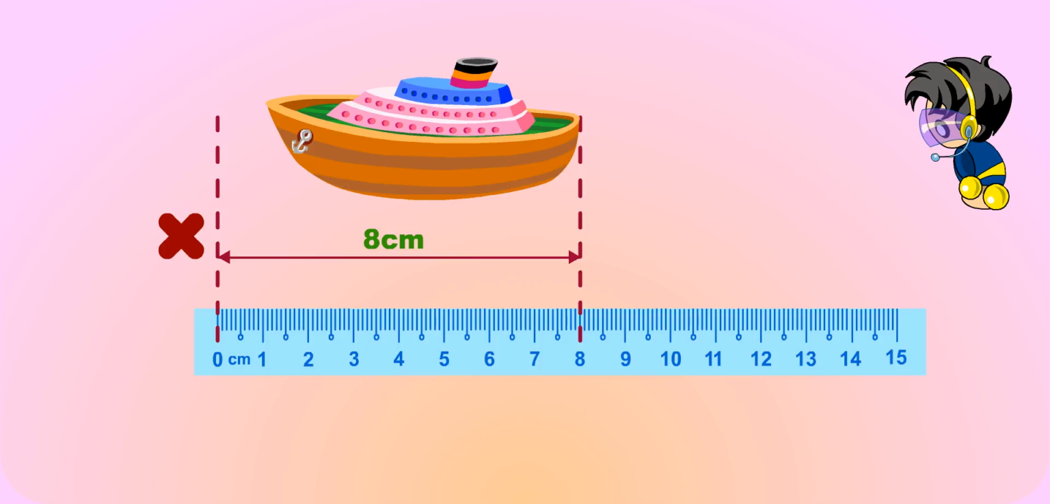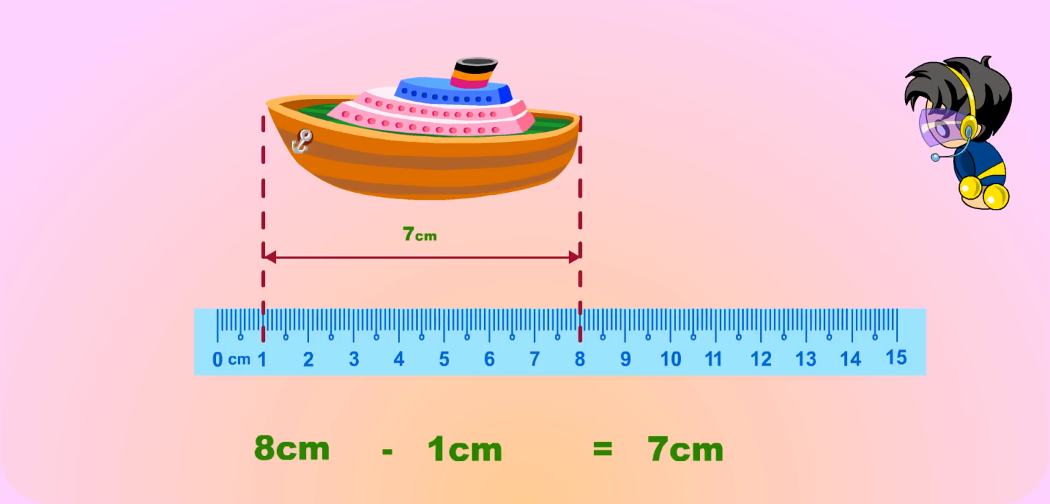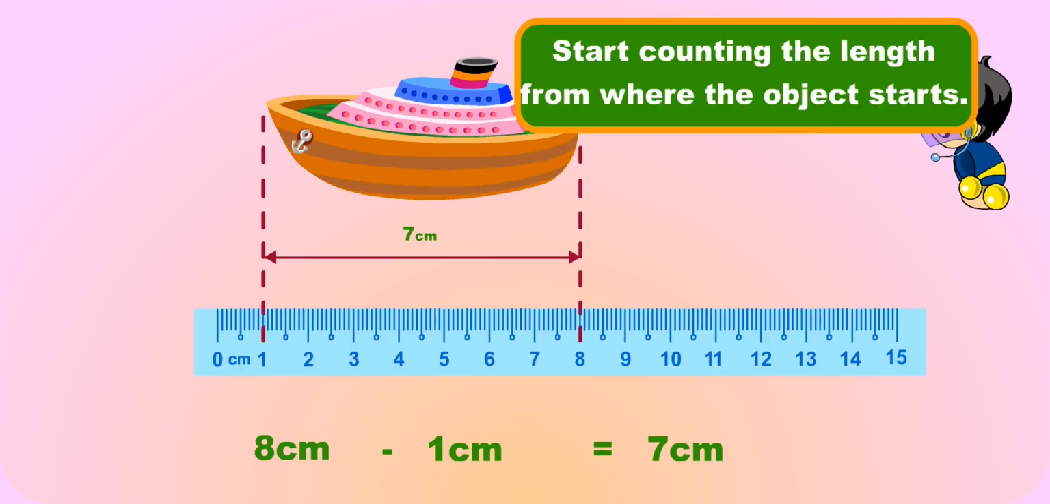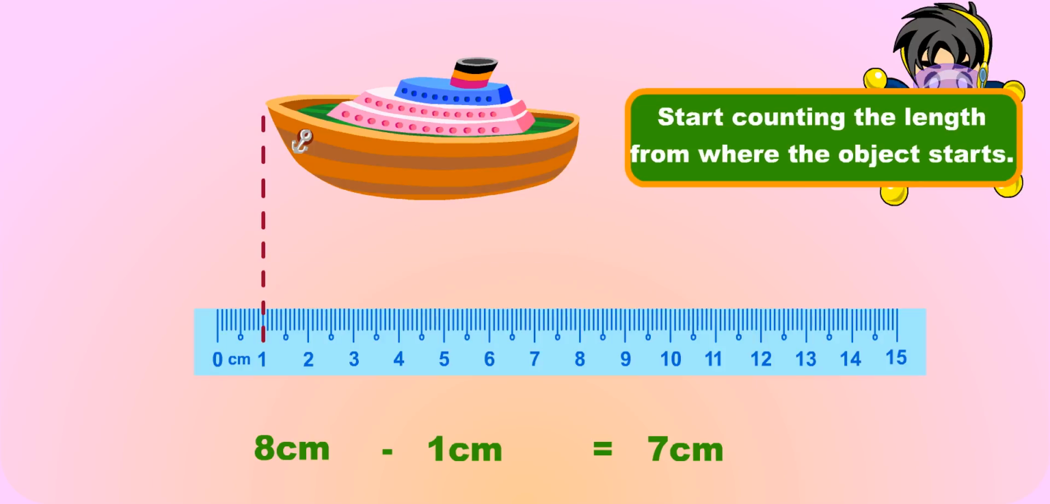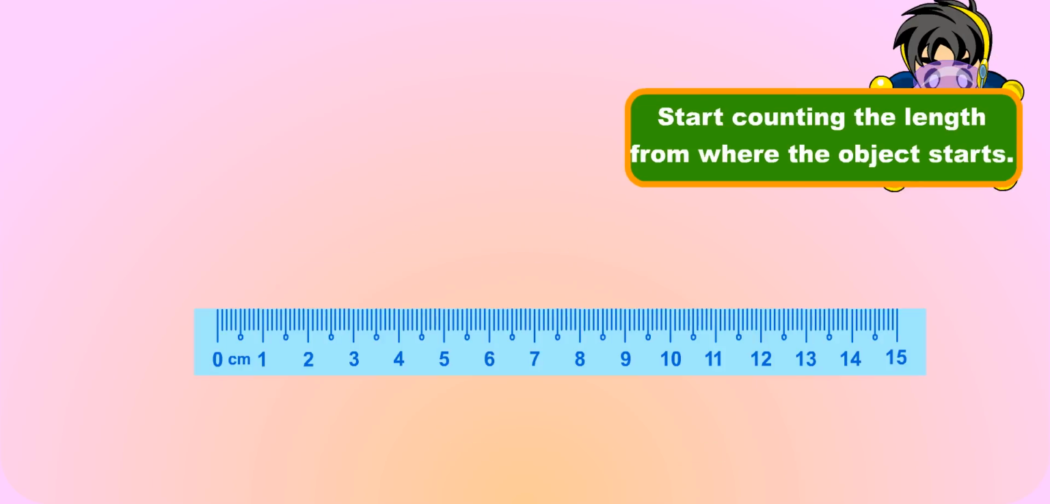We cannot start counting from 0 because the toy boat is not placed starting at 0. We start counting from 1. Therefore, the toy boat is 7 centimeters long, not 8 centimeters. We take 8 centimeters minus 1 centimeter to get the answer 7 centimeters. Now, do remember that you can only start counting the length from where the object starts. Now, try measuring the length of the toy car.